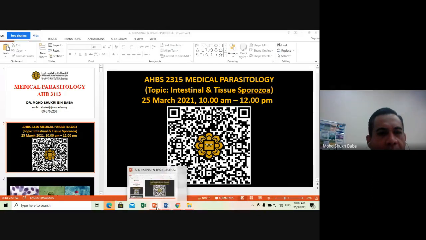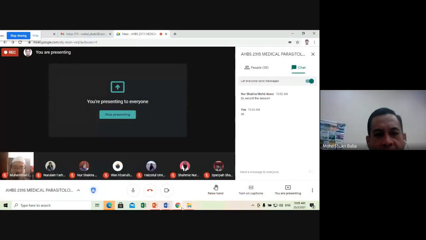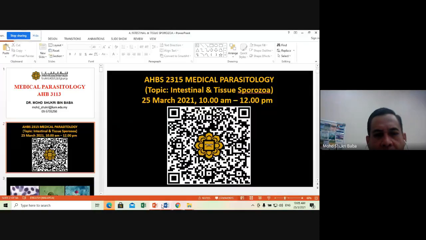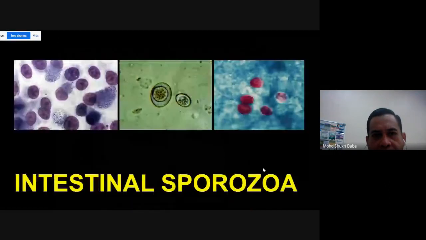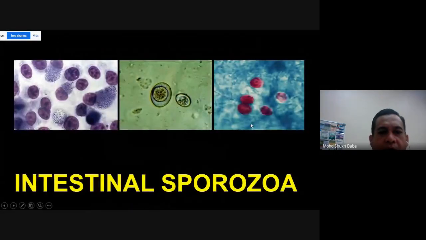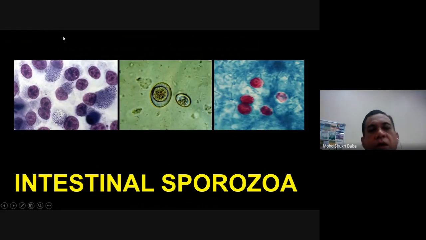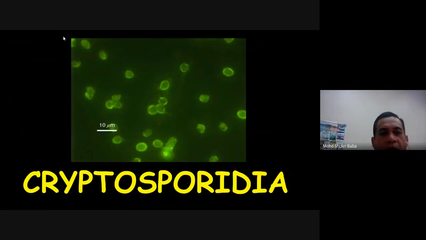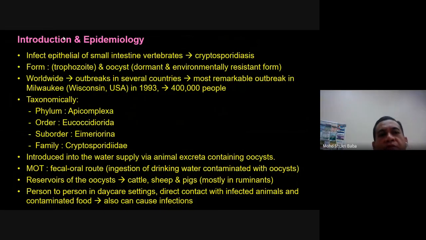Today's topic is intestinal sporozoa and also tissue sporozoa. Okay, first of all, we touch about intestinal sporozoa. There are several sporozoa that we are going to touch under this topic. The first one is Cryptosporidia.